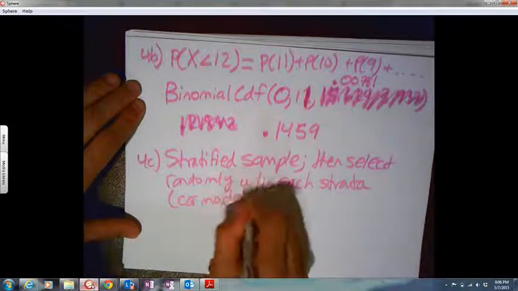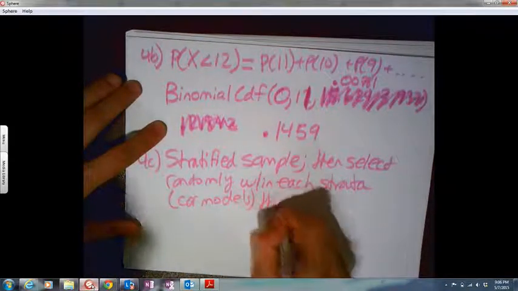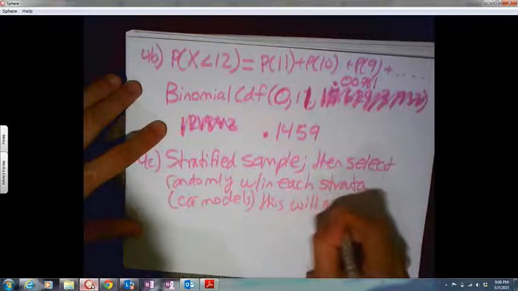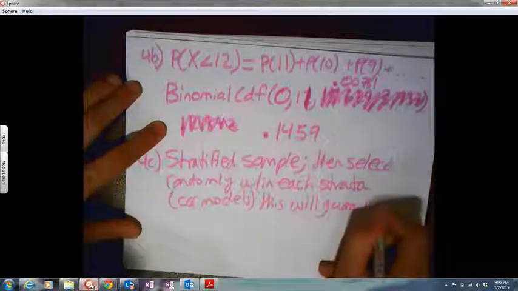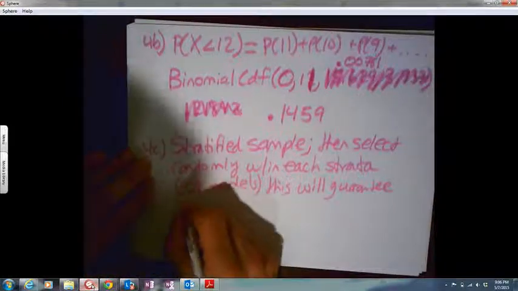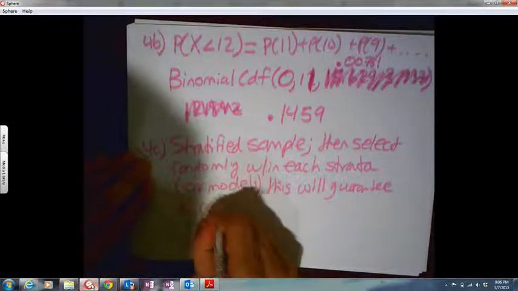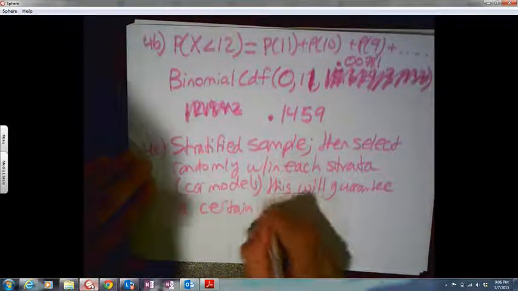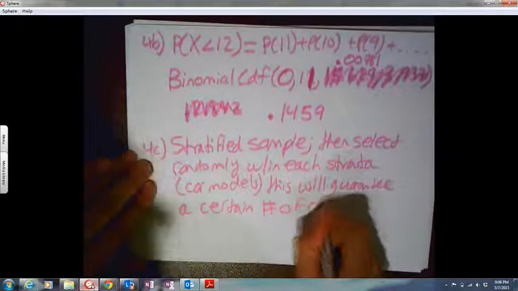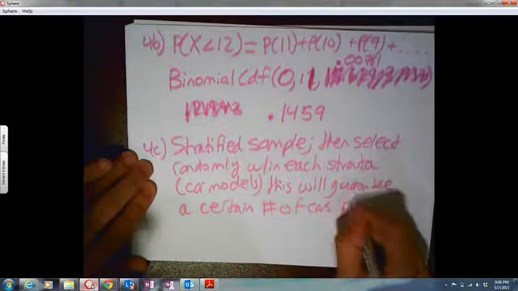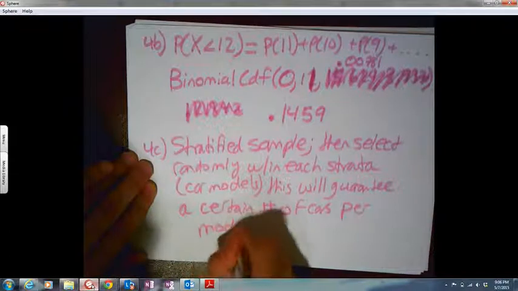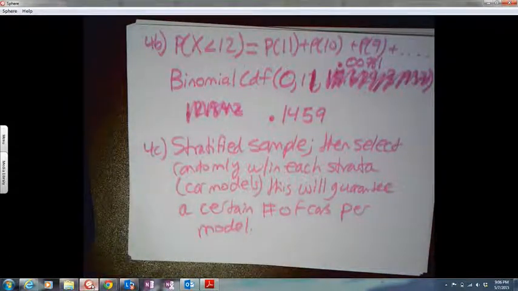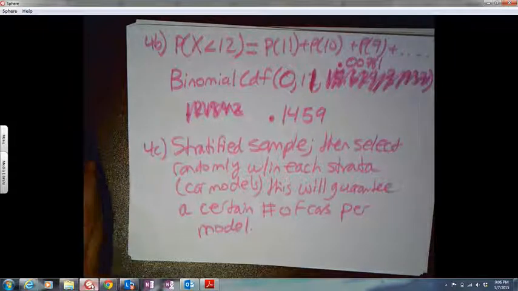This will guarantee a certain number of cars per model. Right, folks? So again, if you take a stratified sample, then you select randomly within each strata, within each car model, then you're guaranteed a certain number of cars per model, and then the company can be confident that they'll get at least 12 cars for models D and E.